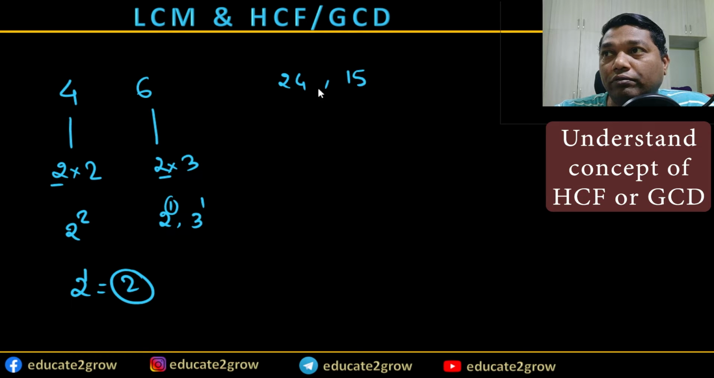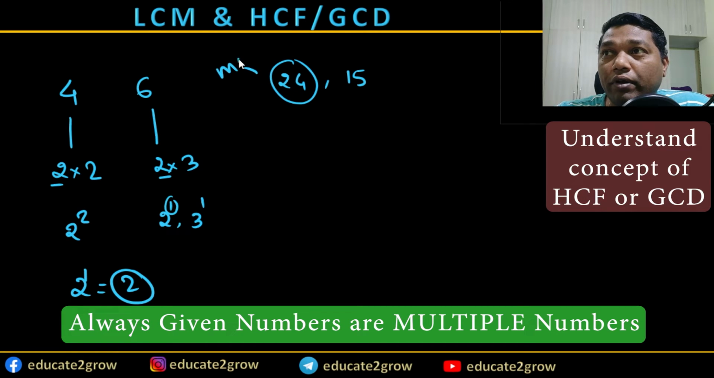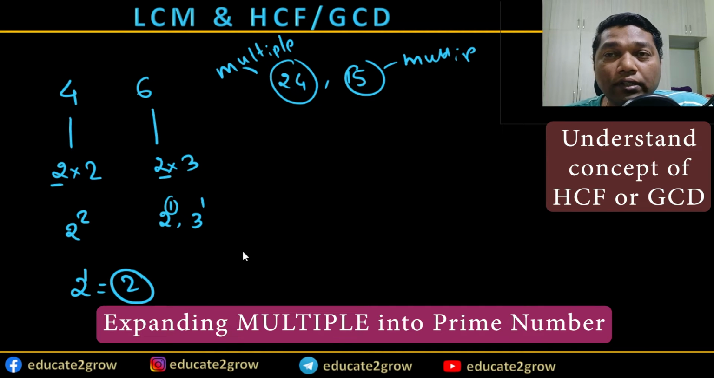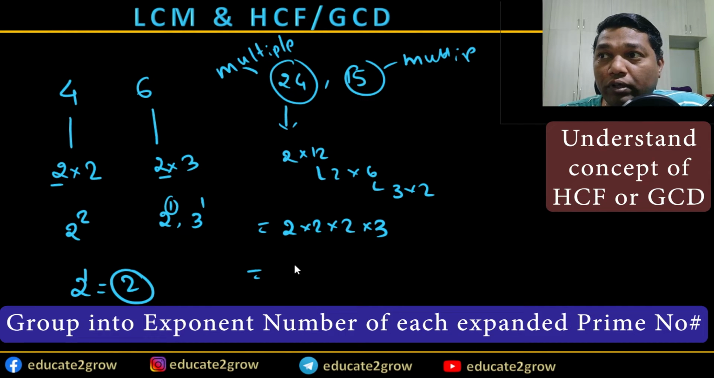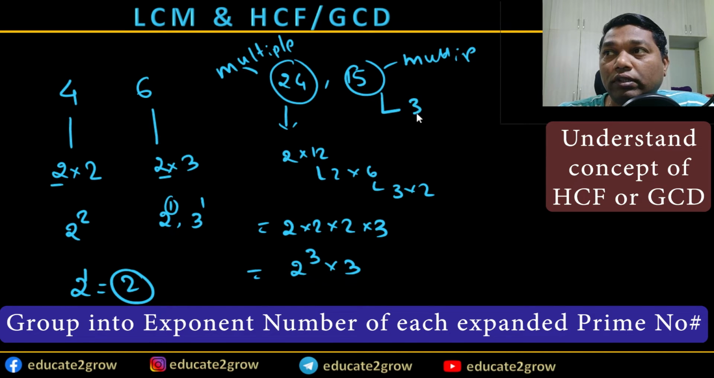24 and 15. Let's get into expanding. This is called a multiple, this is called a multiple. Now let's expand it first. So let's expand 2 into 12, 2 into 6, 3 into 2, or 2 into 3, whatever. So we get 2 into 2 into 2 into 3. If we write it with exponent power, 2 to the power of 3 and 3. Let's do this for 15: 3 into 5. So here we get exponent 1 and here exponent 1.